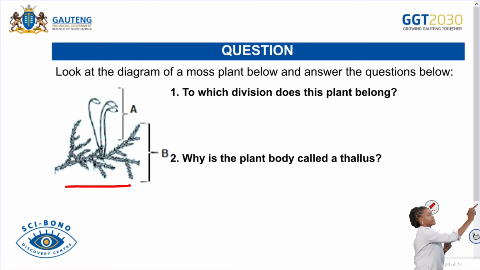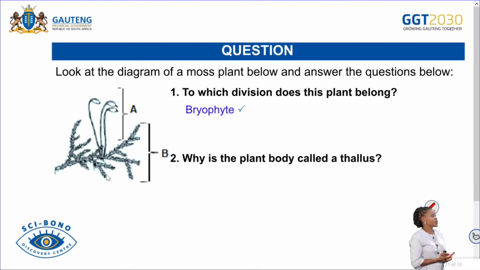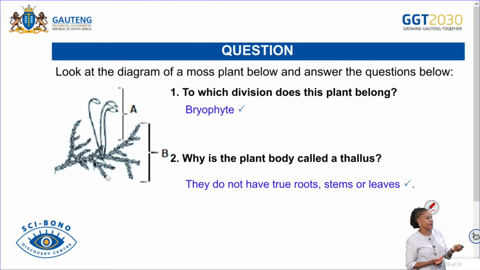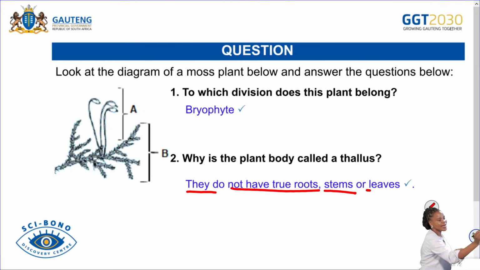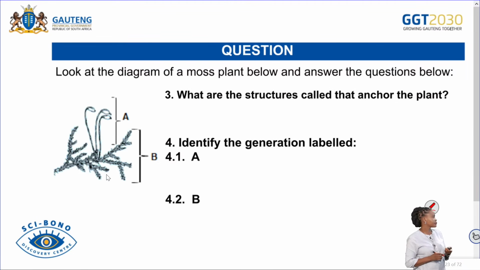So this is a moss plant, and the first question says, to which division does this plant belong? To which division does a moss plant belong? It belongs to the bryophytes. Why is the plant body called thallus? It is called thallus because it does not have true roots, it does not have true stems, and it does not have true leaves. That's why it is called a thallus body.